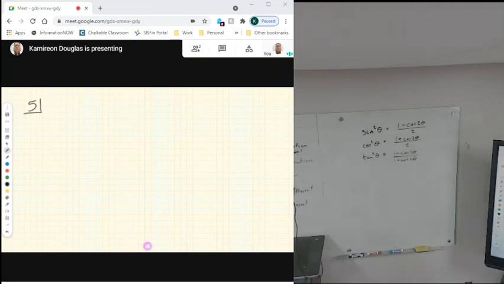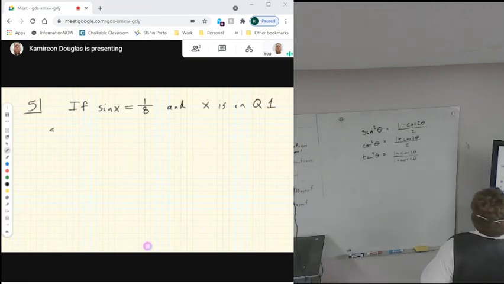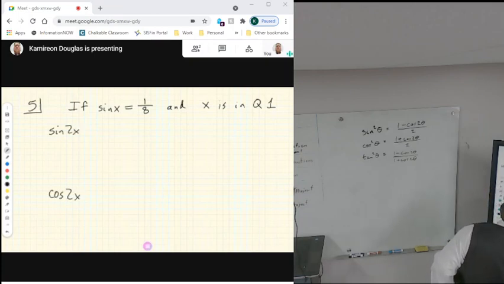Okay, number 5 says, if sine of x equals 1 over 8 and x is in quadrant 1, find the exact value of sine of 2x, cosine of 2x, and tangent of 2x without solving for x. So, if sine of x is equal to 1 over 8 and x is in quadrant 1. Okay, we're going to find 3 pieces for this problem. We're going to find sine of 2x. We'll then find cosine of 2x. And then finally, we will find tangent of 2x.